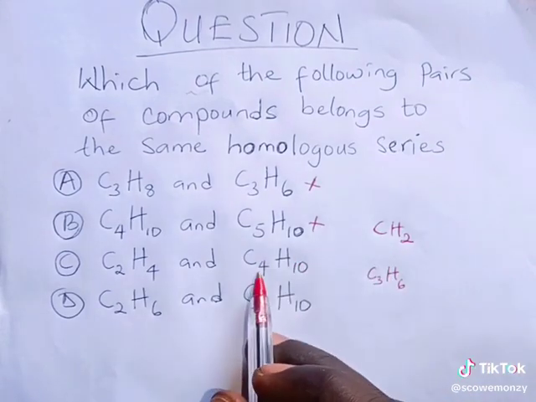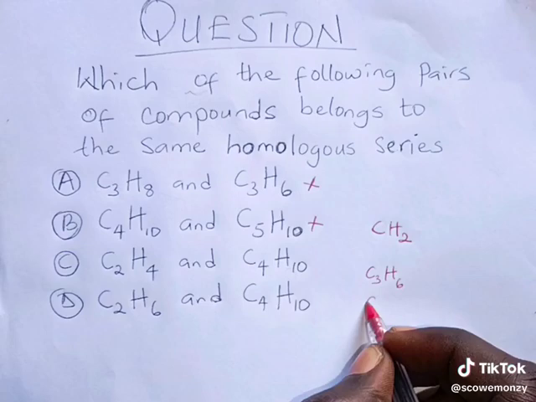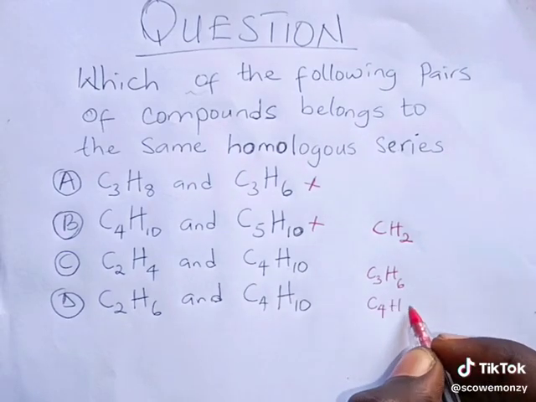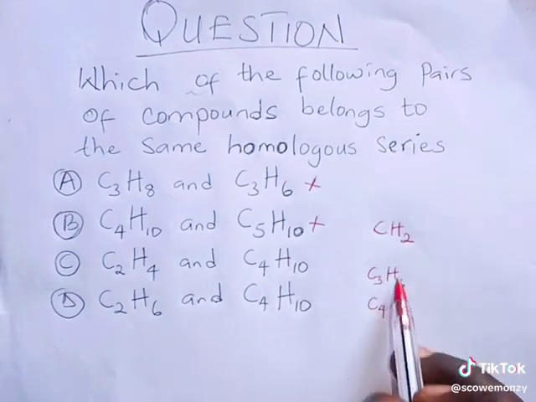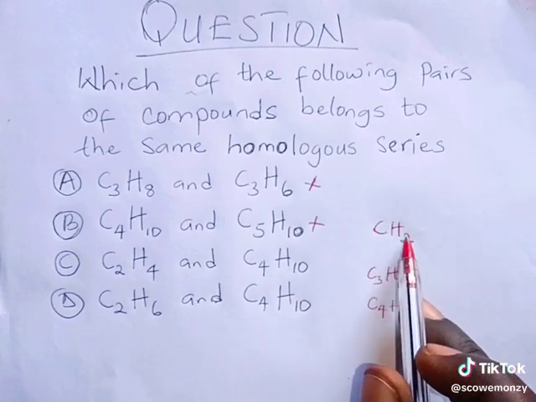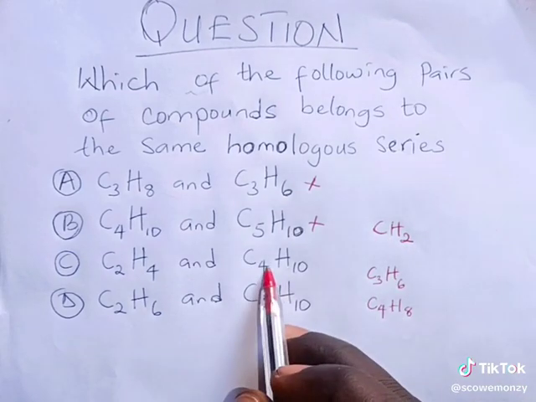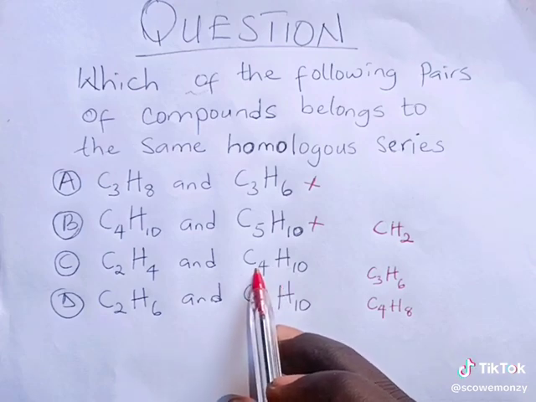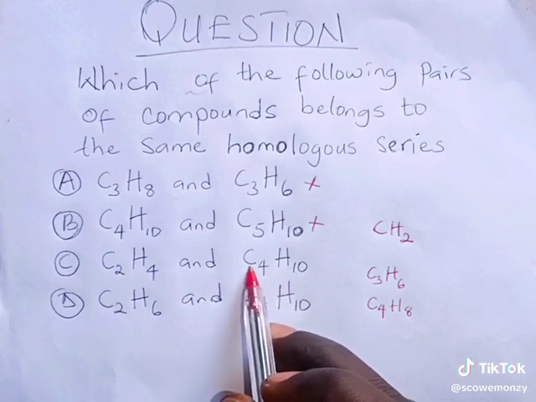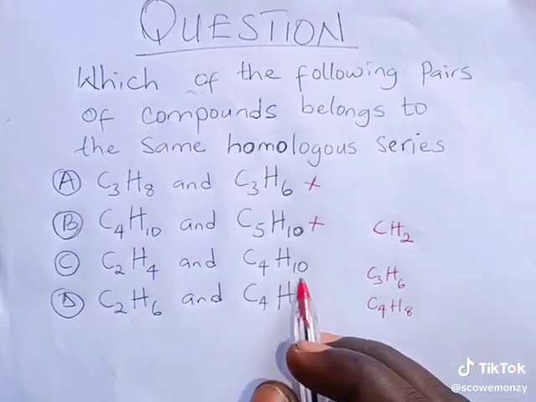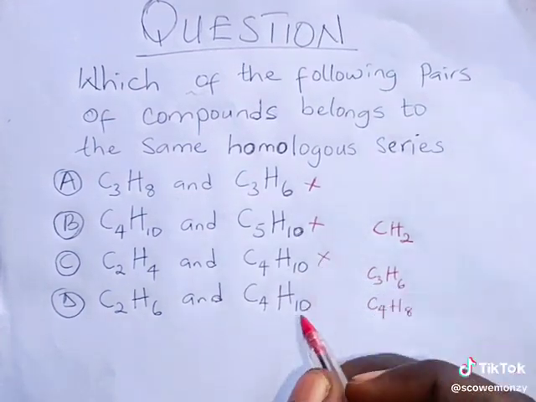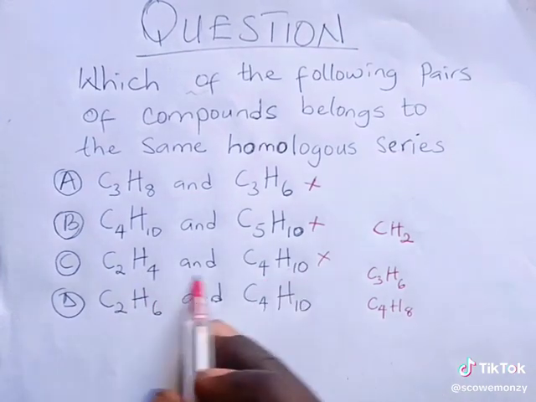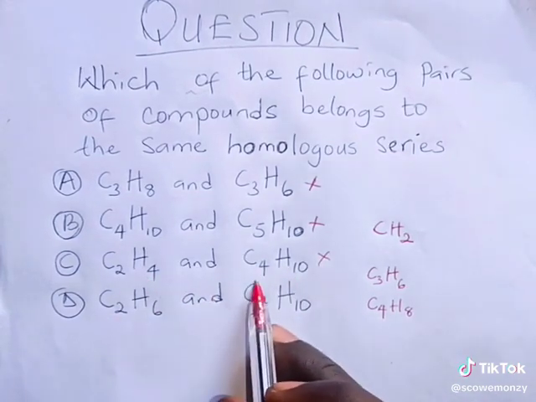And then the fourth member, the one that has 4 carbon atoms, ought to be C4H8, because the addition of CH2 to this will give you this. But the fourth member that we have here has 4 carbon atoms and 10 hydrogen atoms. So this is not a member of the homologous series. These pairs are not in the same homologous series.